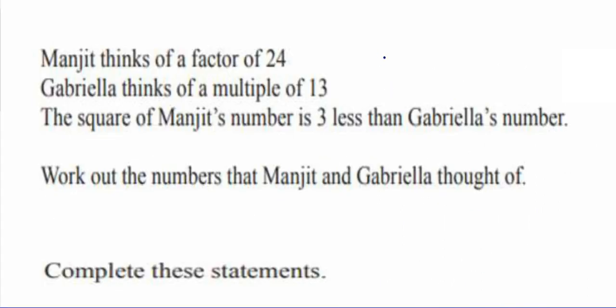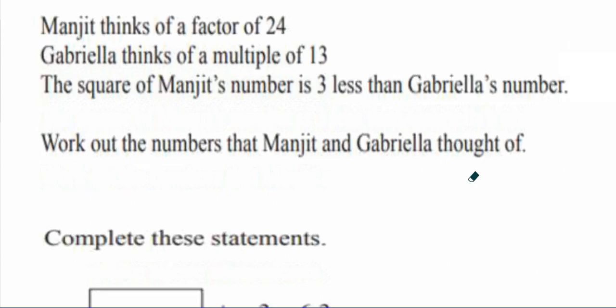The next question says, Manjit thinks of a factor of 24. Gabriela thinks of a multiple of 13. The square of Manjit's number is 3 less than Gabriela's number. Work out the numbers that Manjit and Gabriela thought of. Okay? Let us start with Manjit. Manjit thinks of a factor of 24.